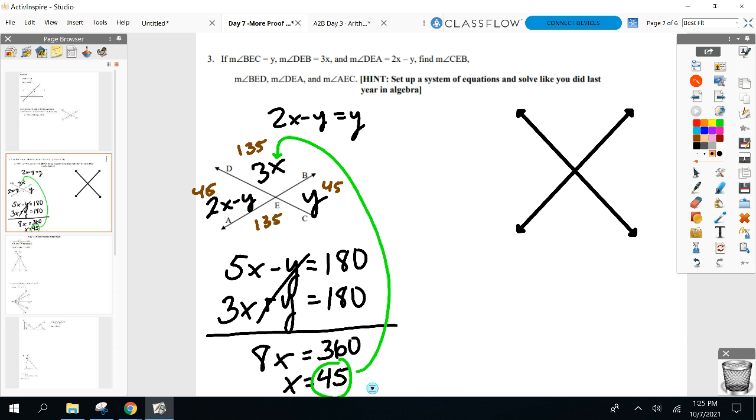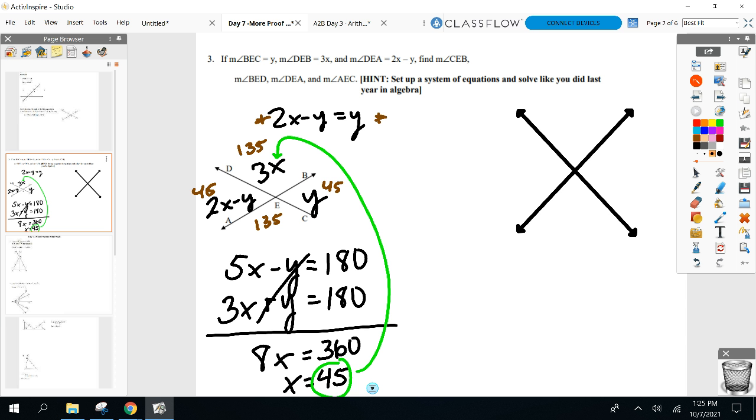So that was the easiest way for me to set up two equations and solve, because the y's canceled out. This is correct. I just don't know what you're going to do with it.